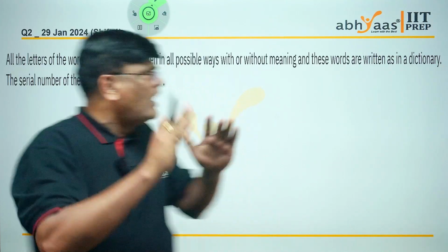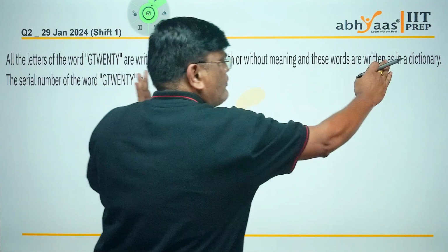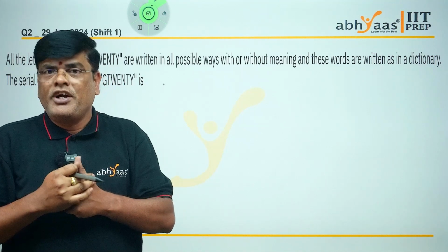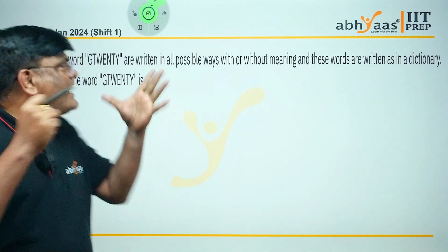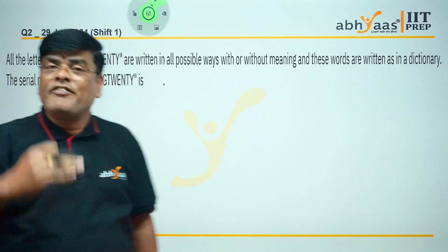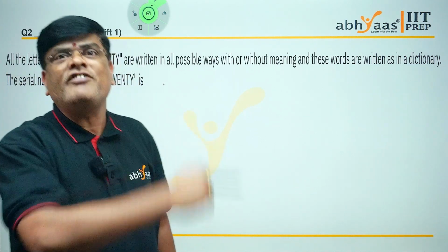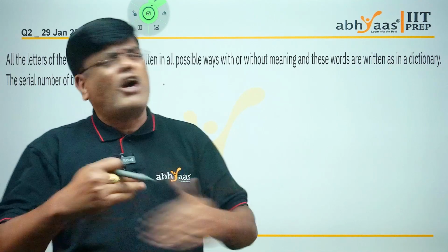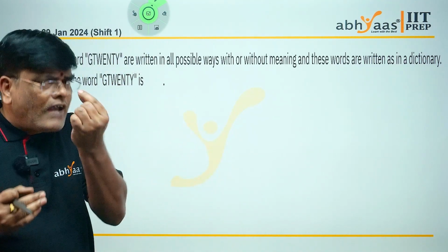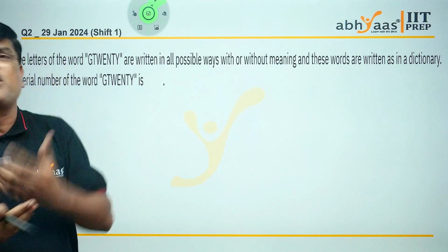So that is given here. We are arranging the letters of the word G20 in dictionary order. Now we have to find the serial number of the word G20. This is nothing but finding the rank of the word. We have a lot of methods to find the rank of a given word. I will explain one short method.